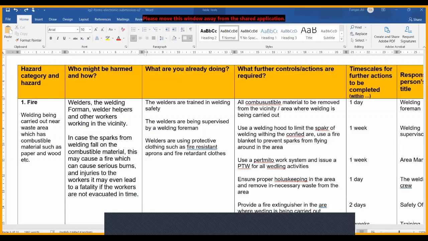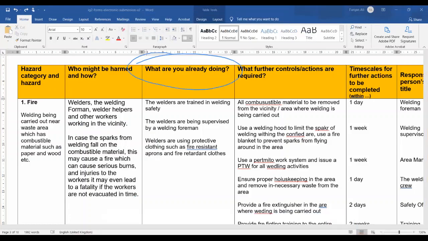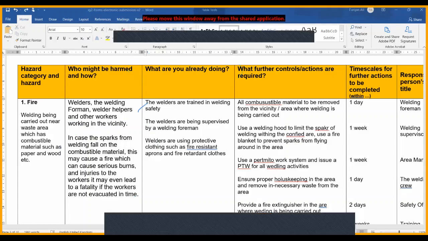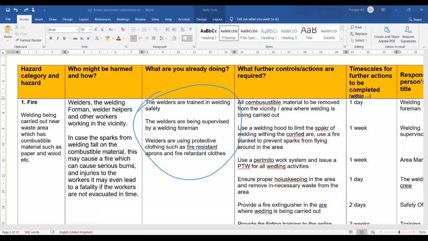The next column is basically what are you already doing? What are we already doing? So I've mentioned here what we are already doing. The welders are trained in welding safety. Good. The welders are being supervised by a welding foreman, and welders are using protective clothing such as fire resistant aprons and fire resistant clothes. Okay, so this is what is going on at the moment.